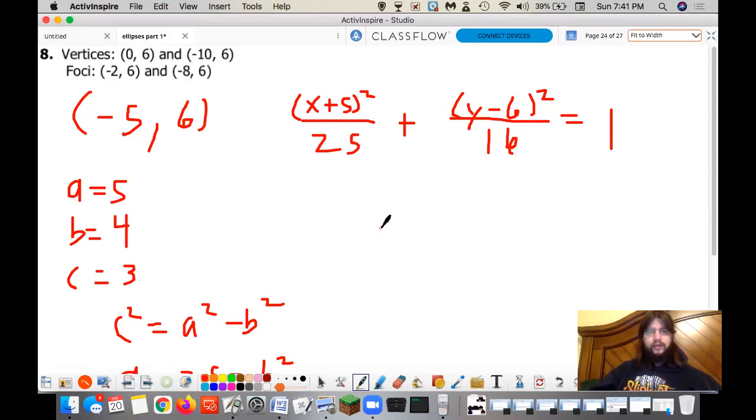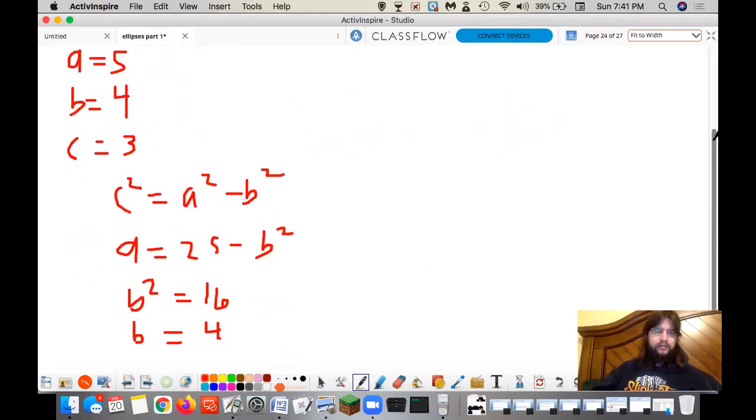So again, first thing I did was I found my center using the midpoint formula. I realized that the x changed, so it's going to be a horizontal ellipse. That means A has got to go underneath the x's. It gave us our foci, so I used that to figure out what my C was. My distance from center to the foci is C. This is the formula we know that relates A, B, and C. Plug in the numbers and just solve for B.